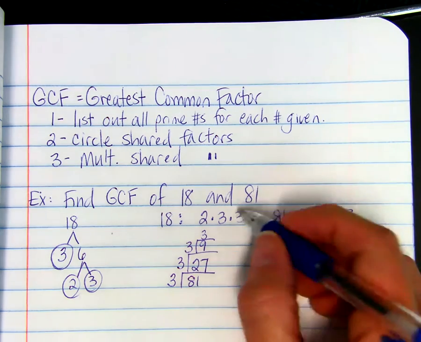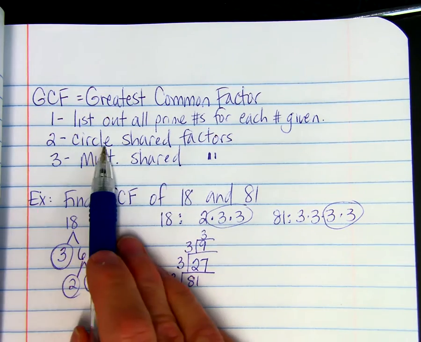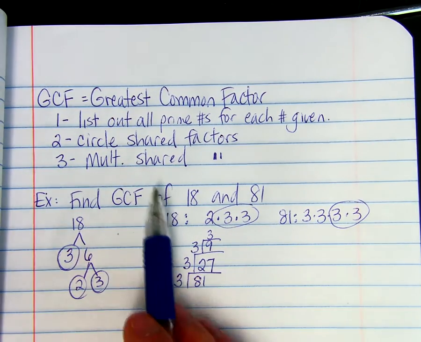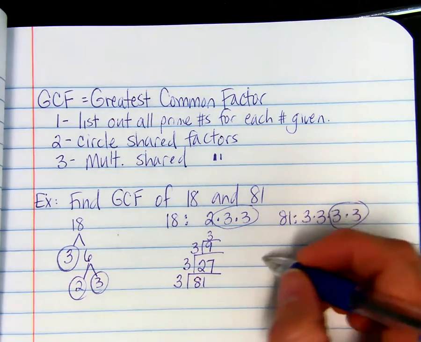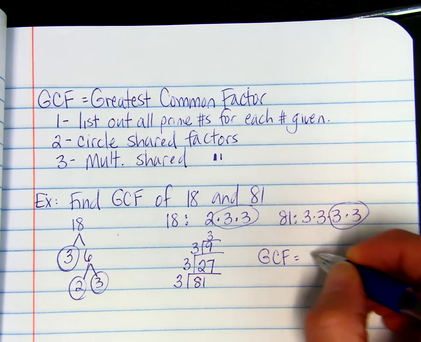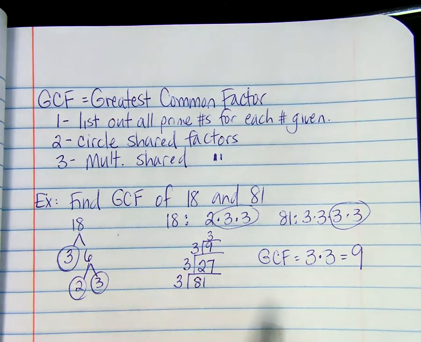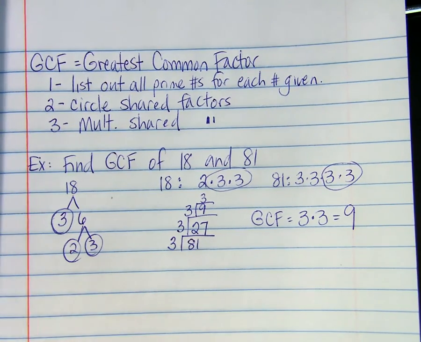They both share 2 3s. So we circle what they share. Circle the shared factors. 2 3s. Then you multiply those shared factors. So the greatest common factor is 3 times 3, or 9. So 9 will go into both 18 and 81, and that's the largest factor that will go into both of them.